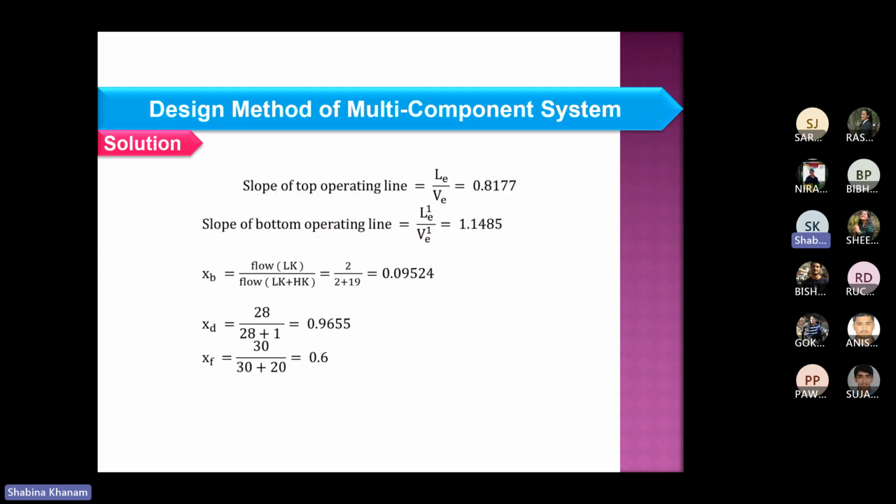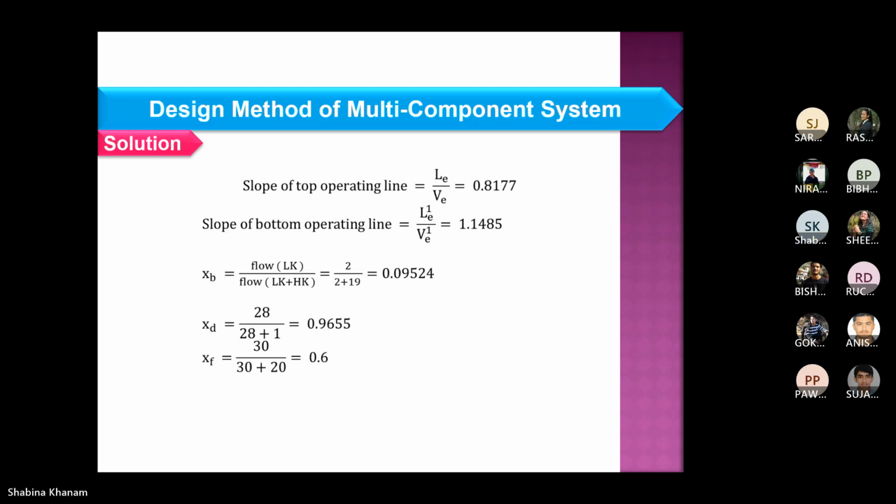And once you have this, you can find out the slope of the operating line, as you can see over here, and then we can have xb, xd and xf. And once we have this, we already know the equilibrium relation, and considering different values of x, you can have different values of y, and that x and y represent the composition of light key in liquid and vapor phase respectively.